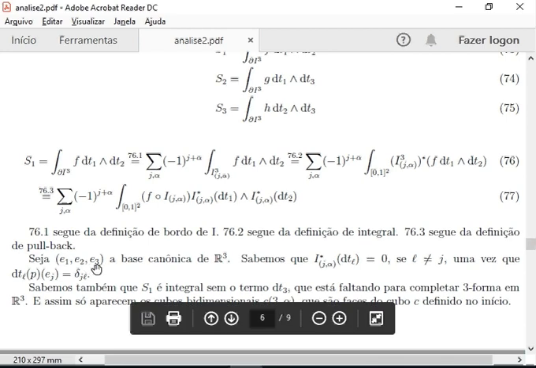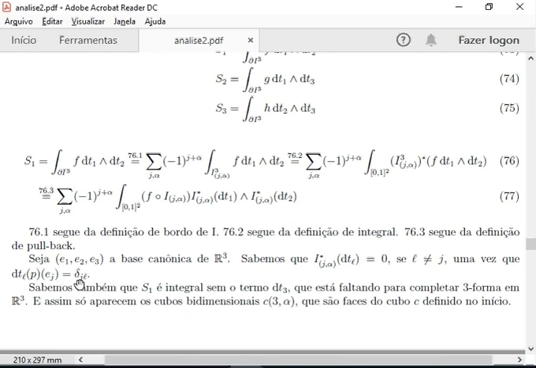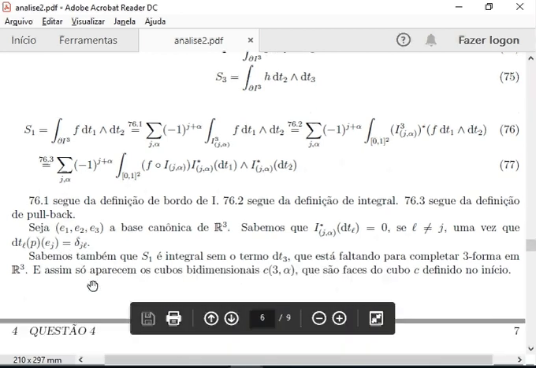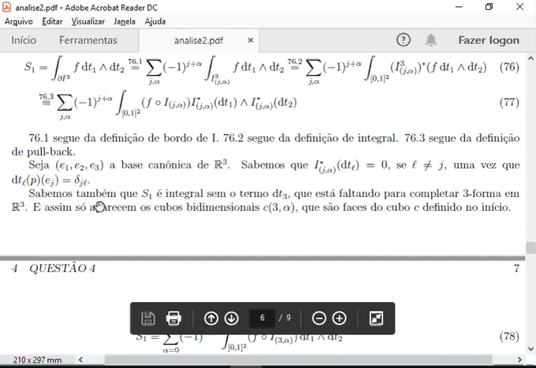Let e1, e2, e3 be the canonical basis of R3. We know that I_ij alpha pullback dtl is equal to 0 if and only if l is different from j. Once dtl at the point P applied to ej is equal to delta lj. We know also that S1 is the integral without dt3.